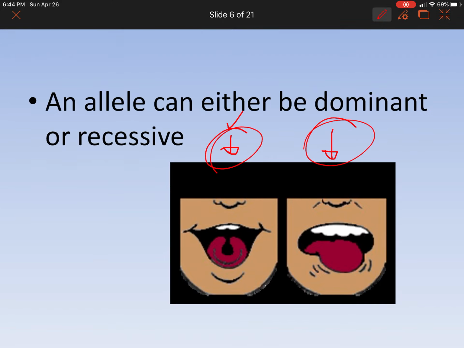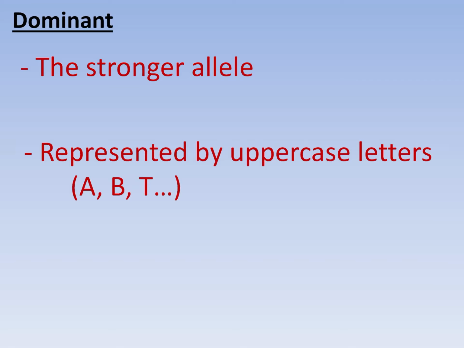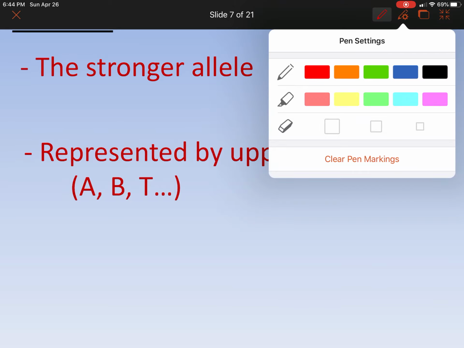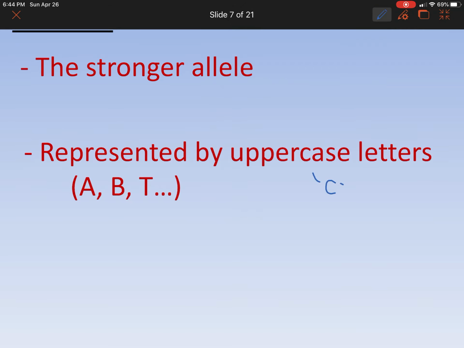Hold on one second here. Okay, dominant. For dominant traits, these are known as the stronger allele. So they're the ones that are going to take priority. They're represented by uppercase letters. So these are capital letters, okay? So A, B, T, etc. Any letter of the alphabet can be used.